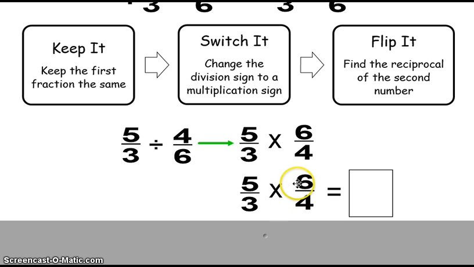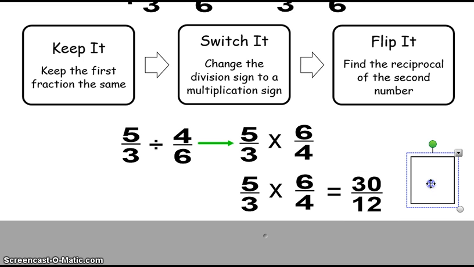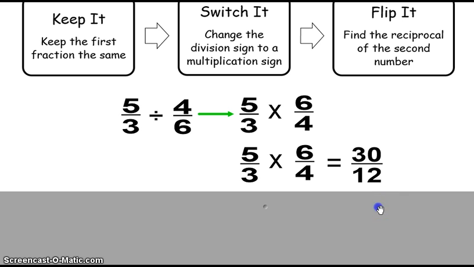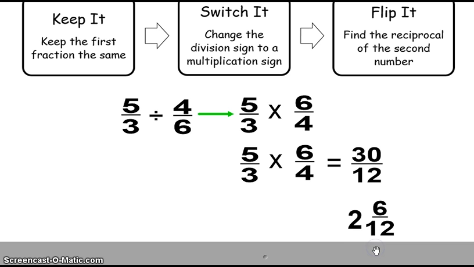5 times 6 is 30. 3 times 4 is 12. So when we multiply the fractions, we now have 30/12. To simplify this, let's change it back to a mixed number. First, we need to think, how many 12s go into 30? 2. And there are 6 left over. So that leaves us at 2 6/12.